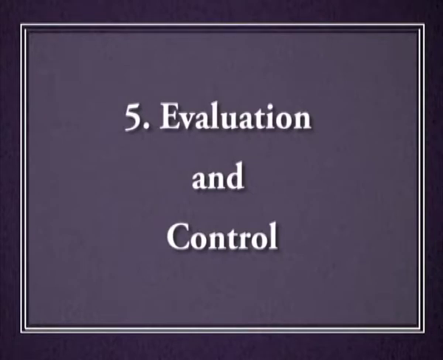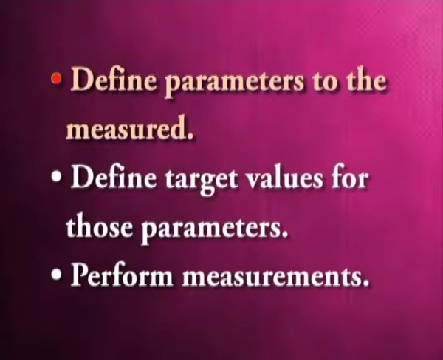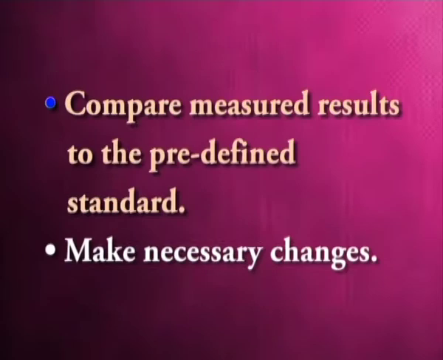Evaluation and control. The implementation of the strategy must be monitored and adjustments made as needed. Evaluation and control consist of the following steps. Define parameters to be measured, define target values for those parameters, perform measurements, compare measured results to the predefined standards, make necessary changes. So students, hope you people are able to understand the above concept.